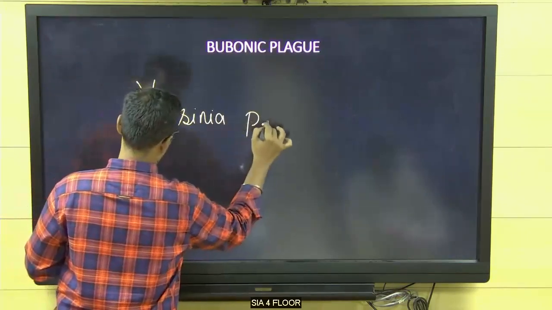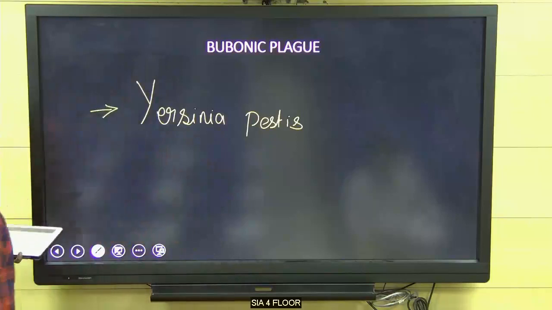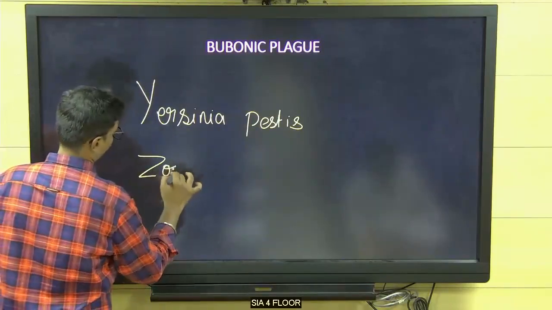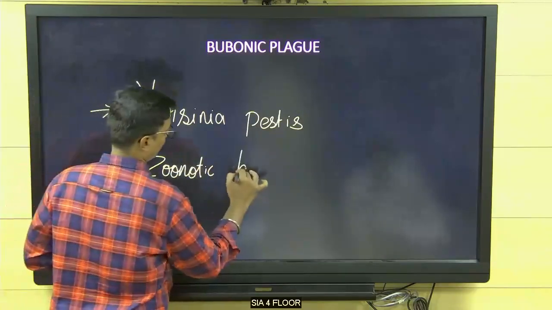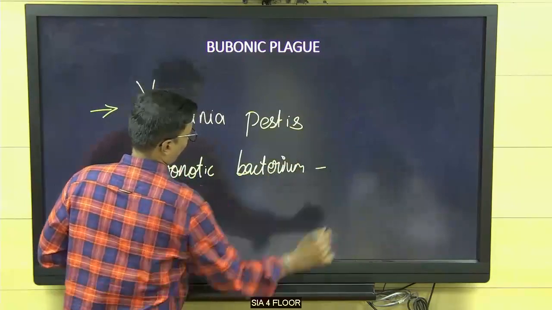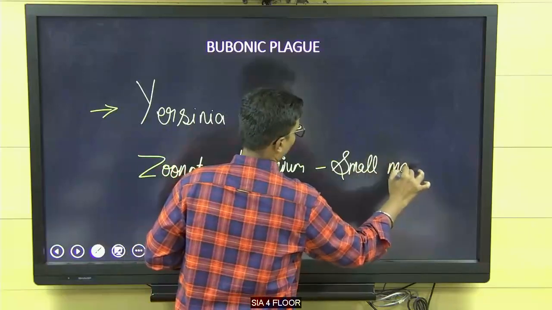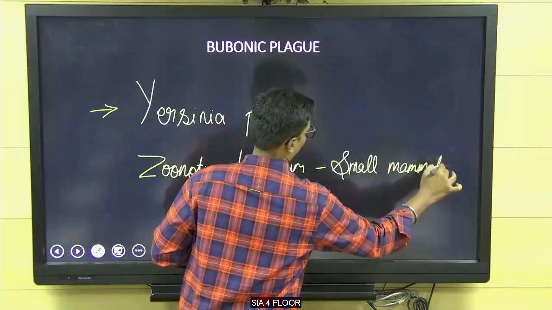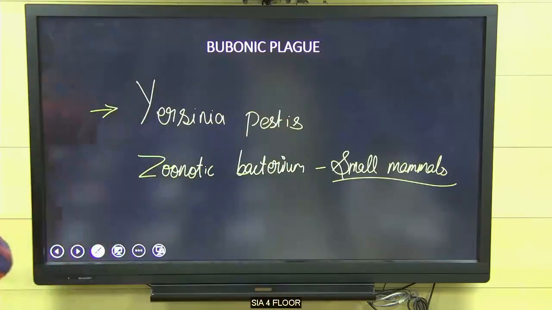Yersinia pestis. This is the bacteria that caused bubonic plague. And again, it's a zoonotic bacterium. What does zoonotic mean? Spreads from animals. Mainly spreading from small mammals. What are the smallest mammals that we know? Rats and bats. Both are the smallest mammals. And this generally spreads from rats.